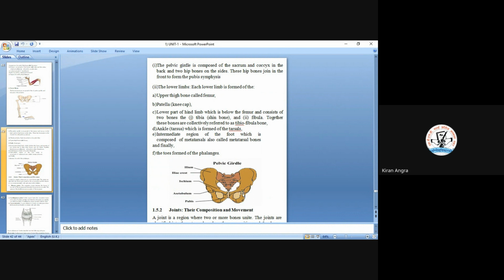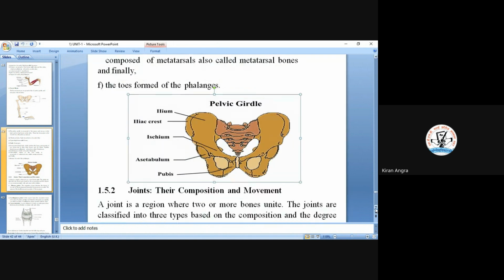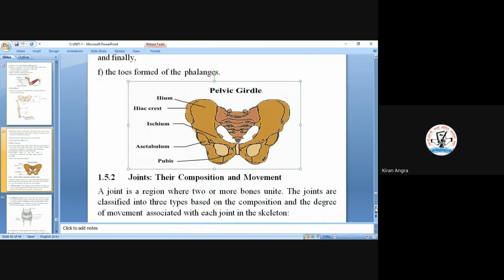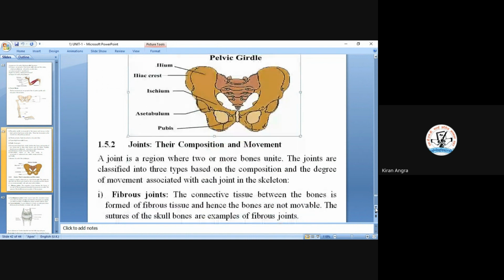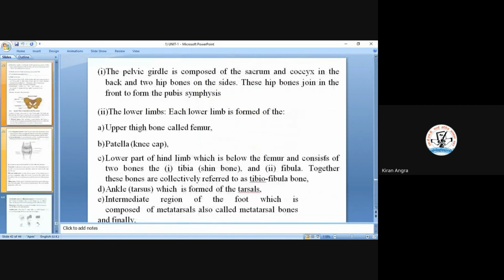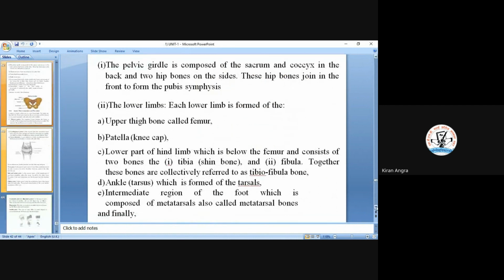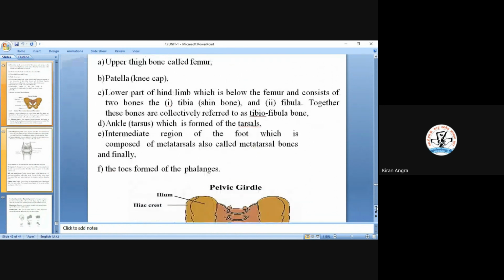So what about the joints, their composition and movement? The joint is a region where two or more bones unite. Joints are classified into three types based on composition and degree of movement. One is the fibrous joint. The connective tissue between the bones is formed of fibrous tissue, and hence the bones are not movable. The sutures of the bones are examples of fibrous joints.